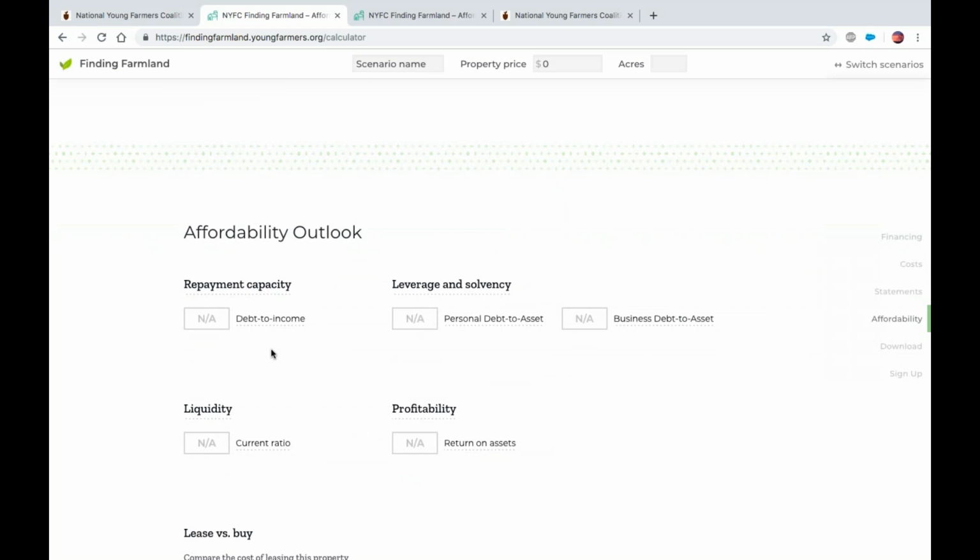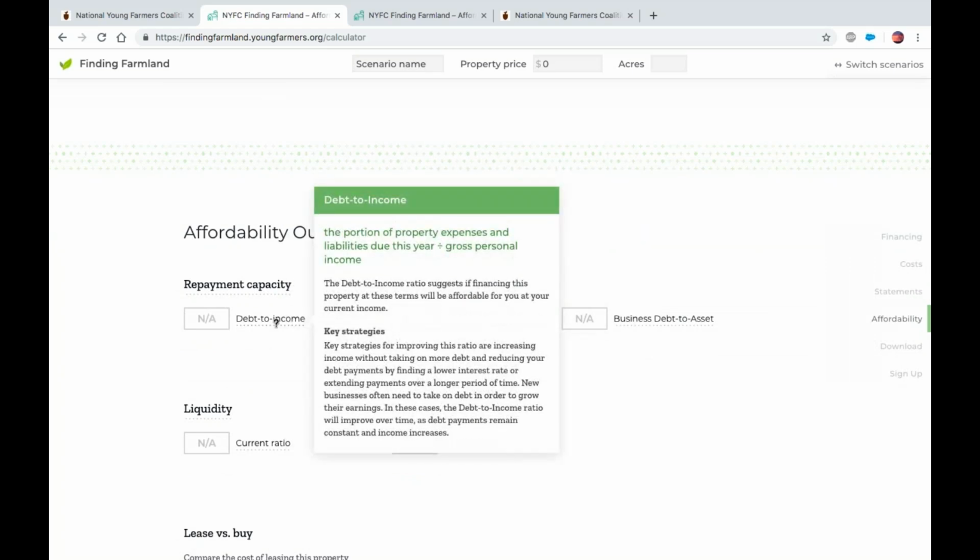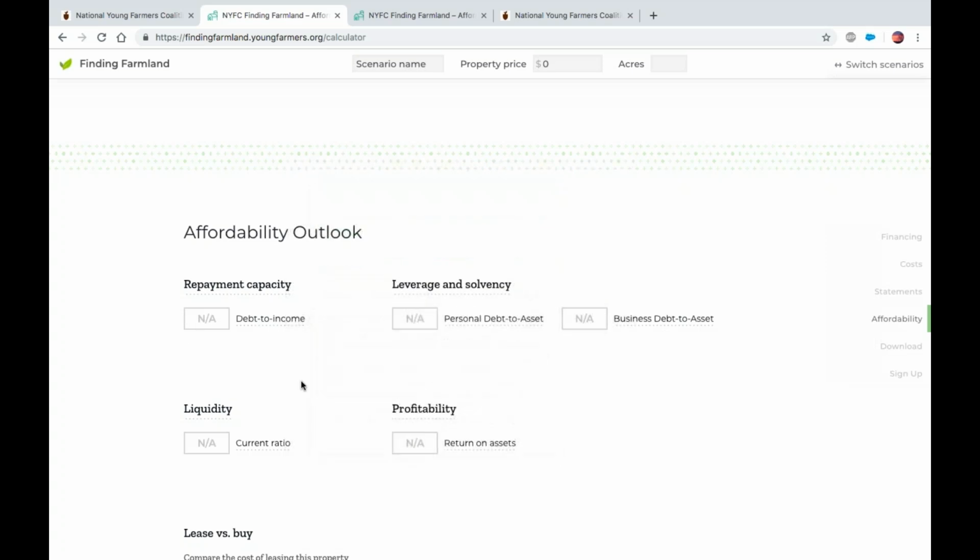This section is showing you some of the major financial ratios that a lender uses to evaluate their loan candidates. I'll give you an explanation of what the ratio is, how it's calculated, and what your ratio is for this scenario as you enter in the information.